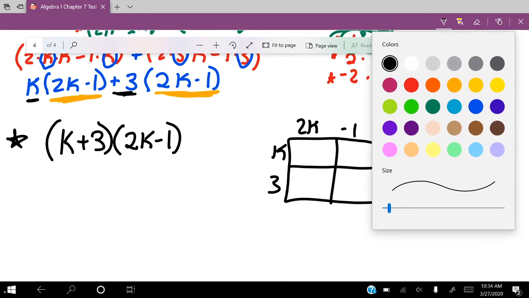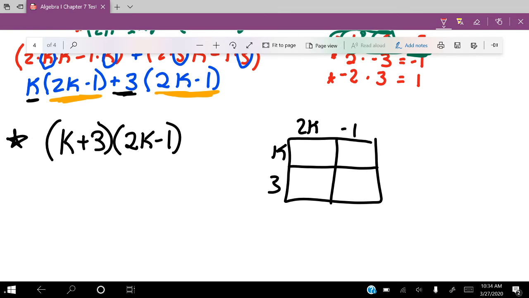So 2k times k is 2k squared. Negative 1 times k is negative 1k. 2k times 3 is 6k. And 3 times negative 1 is negative 3. So I know it should be 2k squared minus 1k plus 6k minus 3.